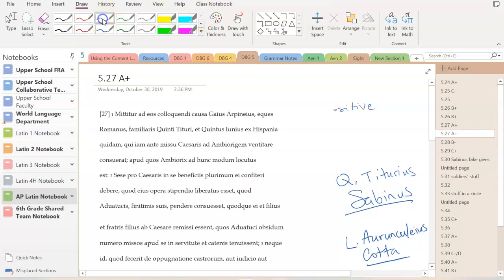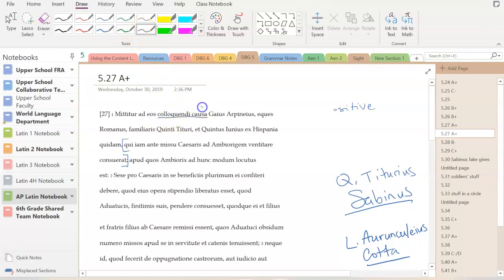All right, recapping from the top, we always want to read the whole sentence. Mititera Deus coloquendicaus agaius arpaneus, eques Romanus, familiaris quintituri, et quintus unius ex Hispania quidam. And as we do that, we are looking for things that stand out to us that we could maybe bracket off, and then solid punctuation like a semicolon there. We also notice other interesting things as we go through this, right?